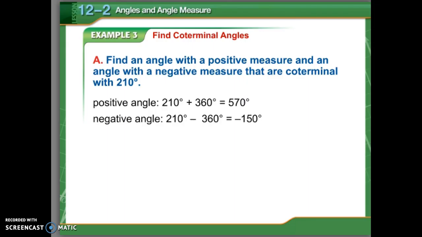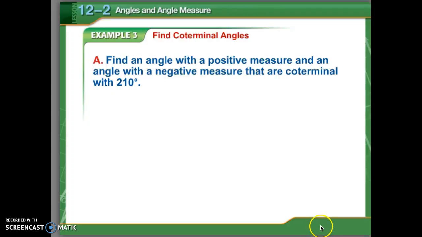So basically the way you do that is you add a full rotation and you subtract a full rotation. So a positive angle would be 210 plus 360, which gives us 570, and a negative measurement would be 210 minus 360, which gives us negative 150 degrees. And each of these angles, 570 and negative 150, are called coterminal with 210 because they look the same.